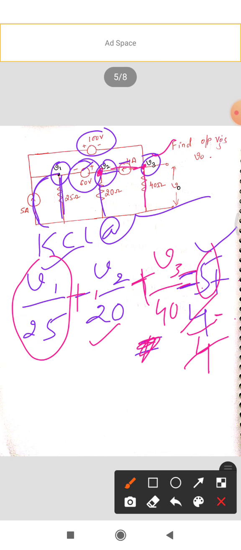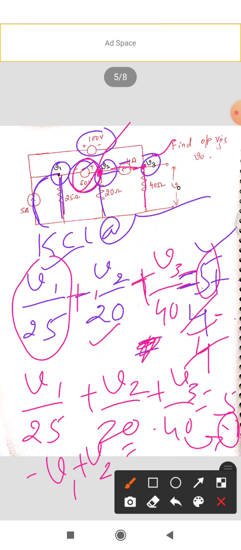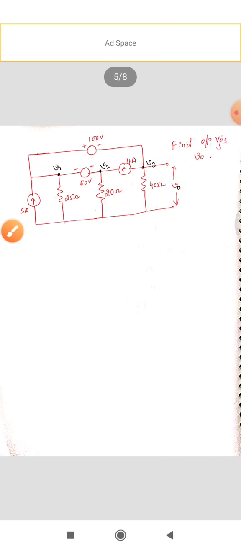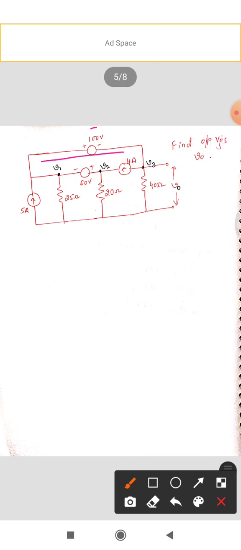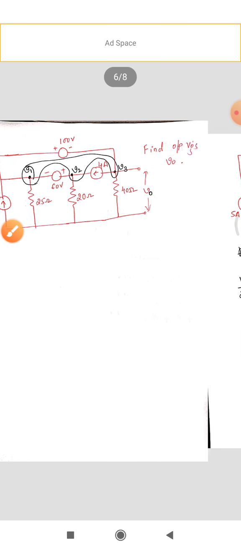At the right hand side, 5 plus 4 minus 4, so this 4 gets cancelled. The only terms left are V1 divided by 25 plus V2 divided by 20 plus V3 divided by 40 equal to 5. This is your first equation. I can take this one as the second equation, which is minus V1 plus V2 equal to 60. And what about your third equation? It will be about this one. Which side is positive? V1 side is positive. So plus V1 minus V3 equal to 100 volt. Once we have the equations, how to write them? Easily we can write it.